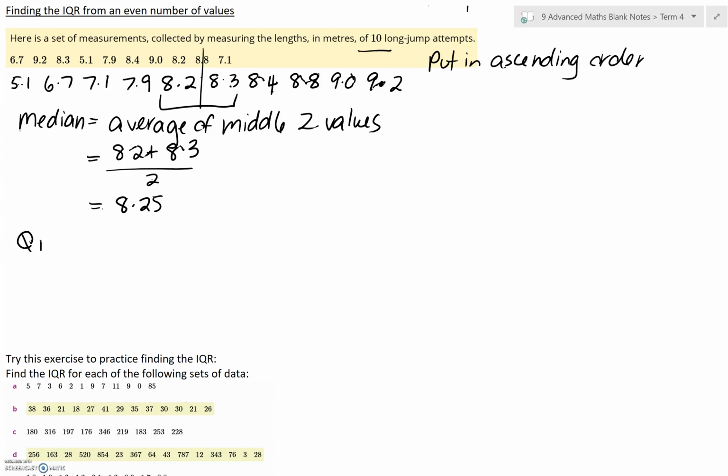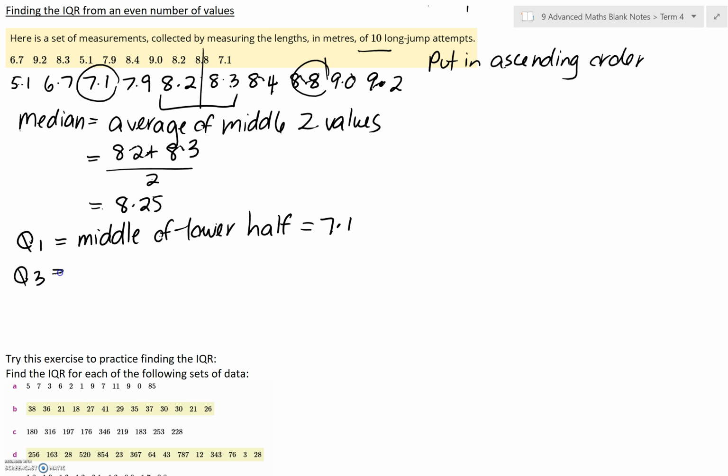Q1 though, in this case, because we've got 5 values in each half, is going to be a single value on its own. The middle of each of our sections of data is going to be a value on its own. So Q1 is still the middle of the lower half, that's not changed. However, it can be found just by looking at it. It's just one value, 7.1. Similarly, Q3 is just one value, 8.8. So our interquartile range is going to be 8.8 minus 7.1, or 1.7 for our middle 50% of the data.